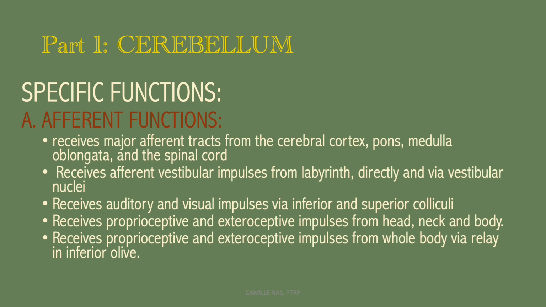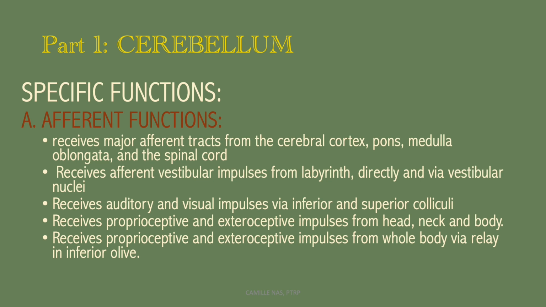So this receives major afferent tracts from the cerebral cortex, your pons, medulla oblongata, and the spinal cord. Again, they have no relationship with lower motor neurons. Now, lower motor neurons are found beyond your anterior horn cell in the spinal cord. But all of the upper motor neurons are in the higher cortical regions, such as your cerebrum and your brainstem. They are upper motor neurons, right? And your spinal cord is also included under your upper motor neurons.